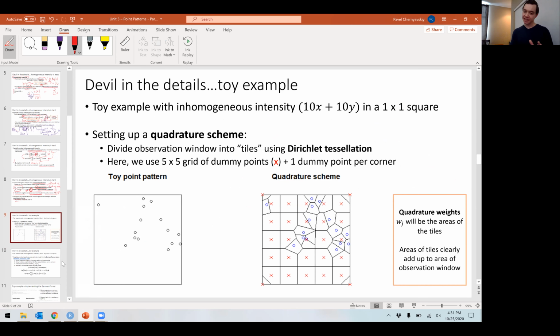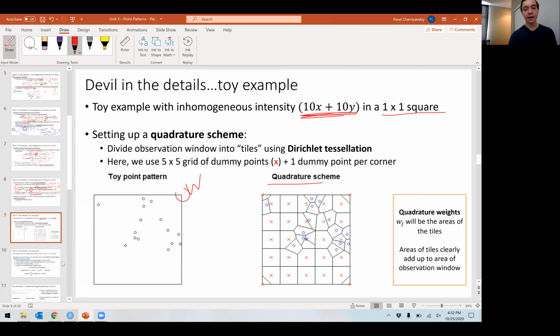All right, toy example. Again, the lesson here is maybe not even fully spatial stats: when you're working with a new model, don't be afraid to, quote unquote, dumb it down. Pick a toy example where you have a 1x1 square window. That's my 1x1 window. I randomly generated a point pattern with a spatially varying intensity. So it's 10x, 10y, and as you can see, the points are clustering in the top right corner. That's where the intensity is higher.